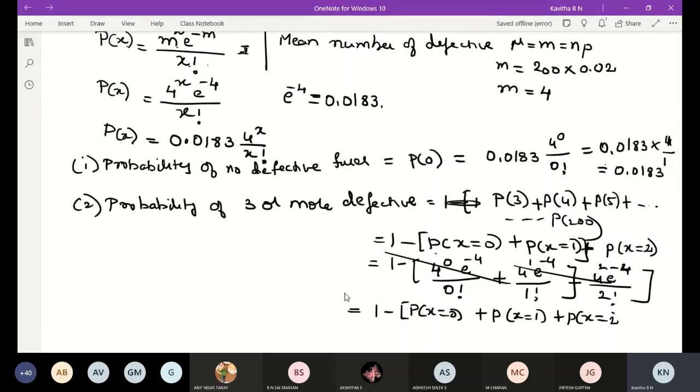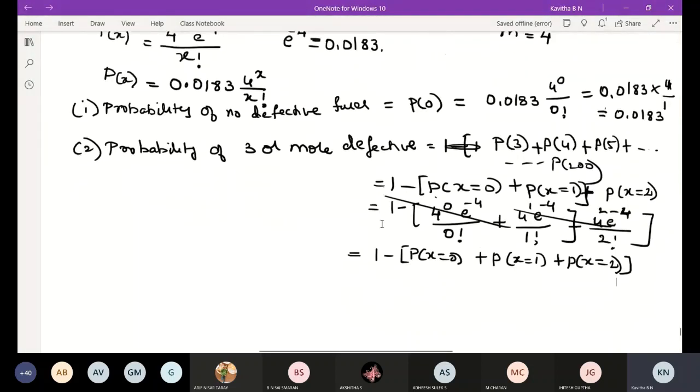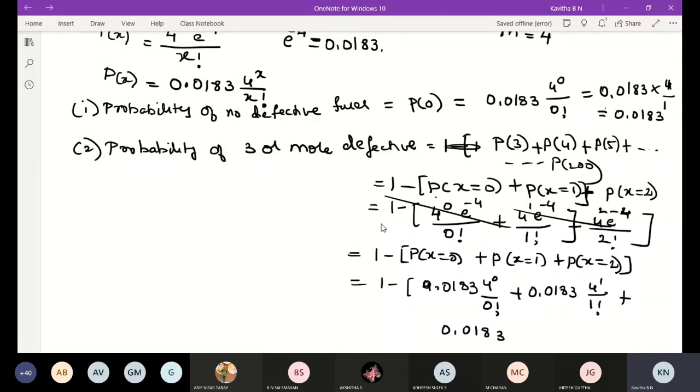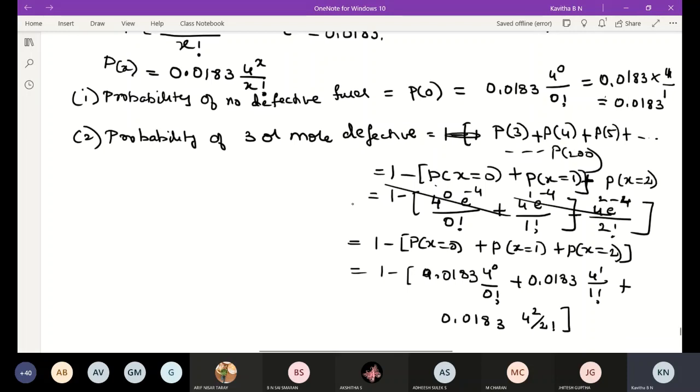We have to stop here. Probability of 3 or more defective. Okay, we have to find 3 or more. 1 minus P of x, here 4 to the power of, means, here 0.0183, 4 to the power of 0 by 0 factorial plus 0.0183, 4 to the power of 1 by 1 factorial plus 0.0183, 4 square divided by 2 factorial.